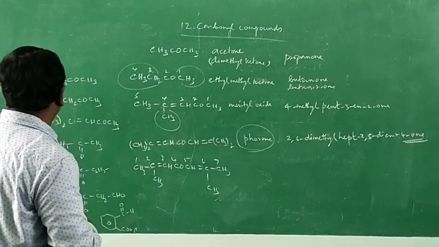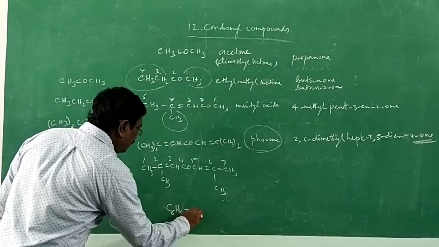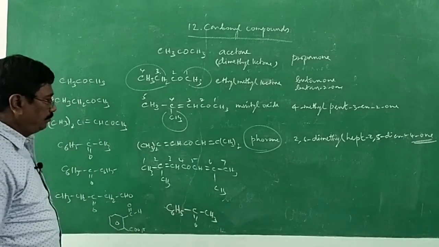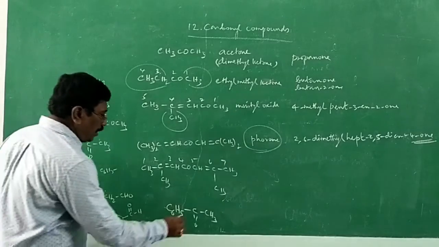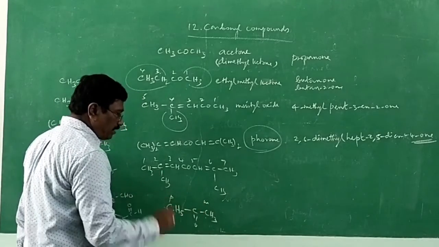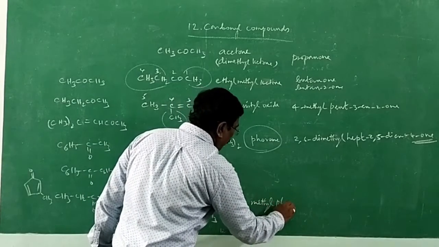Alright. And then C6H5 COCH3. The common name for this compound is methyl phenyl ketone, MPK. M first, P next. Therefore, methyl phenyl ketone.